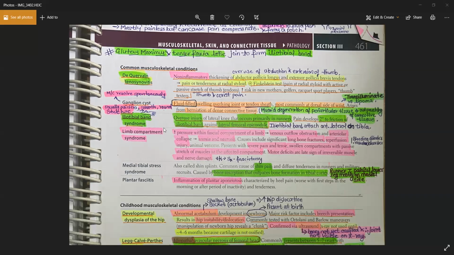Then you have the limb compartment syndrome. For the limb compartment, first you need to know what compartments exist in our leg. So you have the anterior compartment, you have the posterior compartment, and you have the lateral compartment. Let me open the file. Just give me a second.